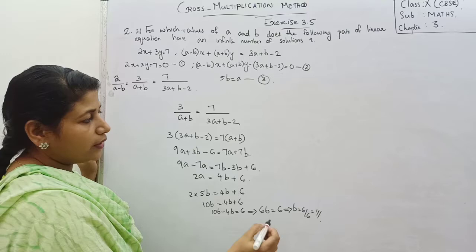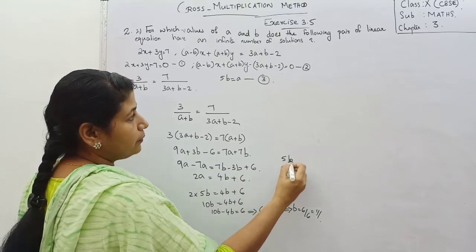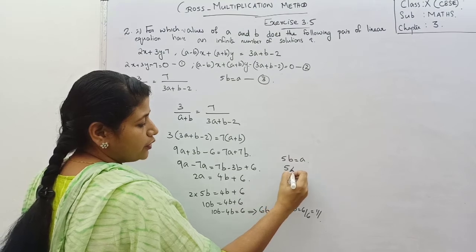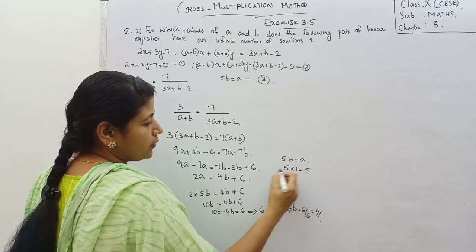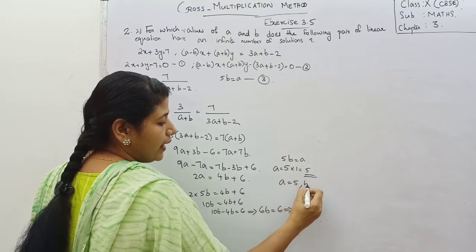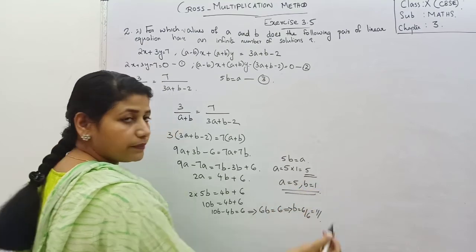Since b equal to 1, we have found that 5b equal to a. So 5 into 1, which is equal to 5. So a can be written as 5. So our values are a equal to 5 and b equal to 1.